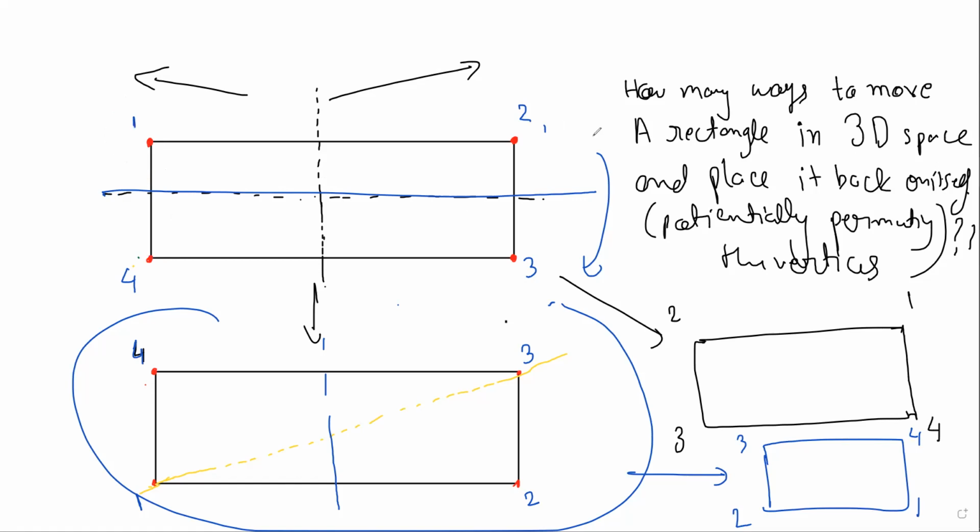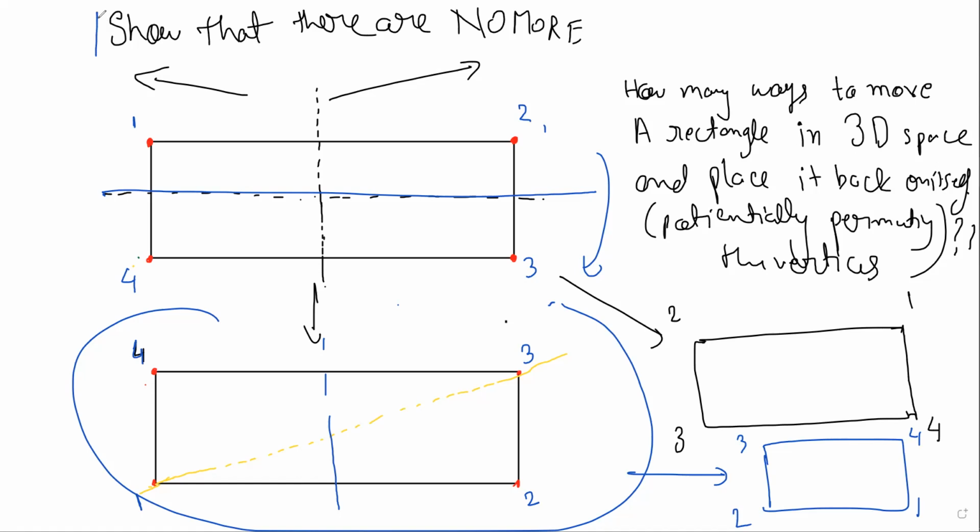Okay, so now try to show that there are no more. That there are only these 4. Show that there are no more. This is not difficult, okay, but try. Try to actually write a good reason. You can do it by casework also, but try to write a good reason why there are no more.